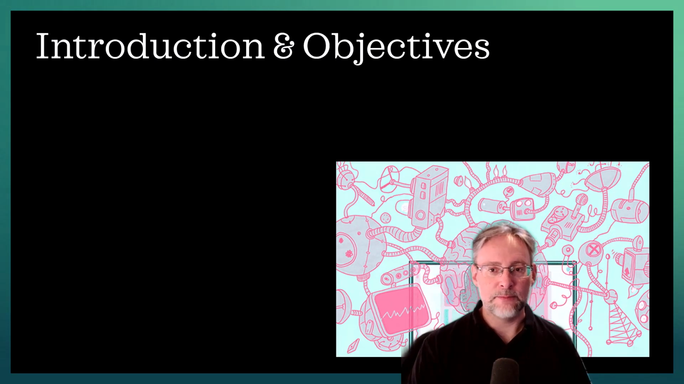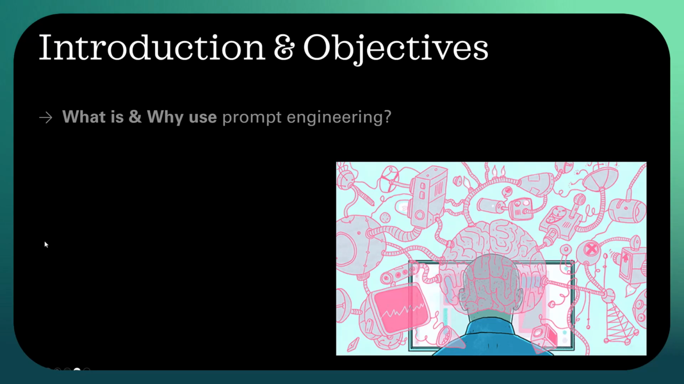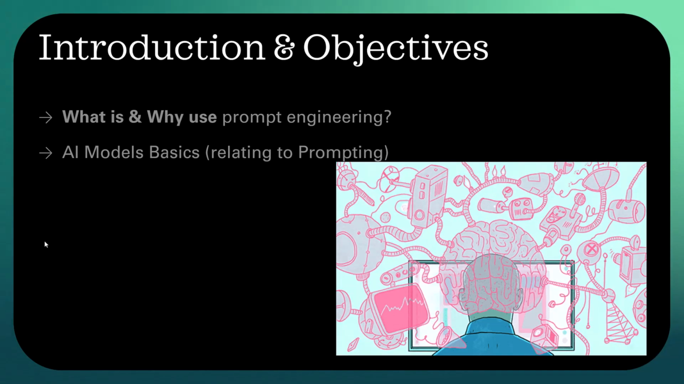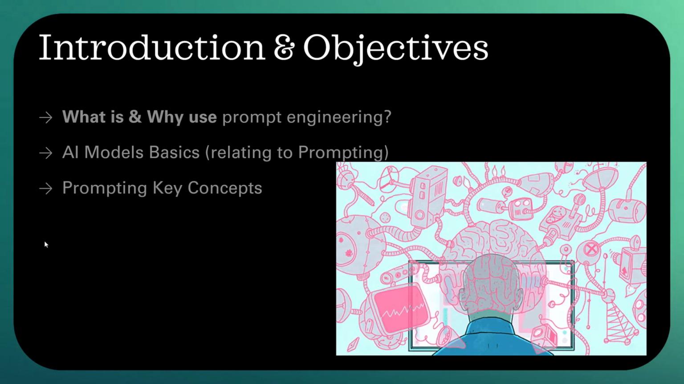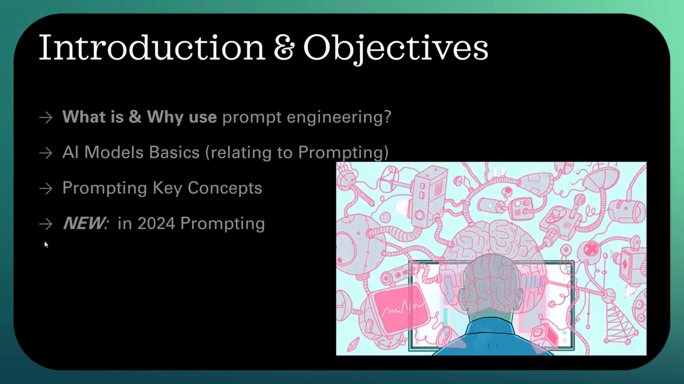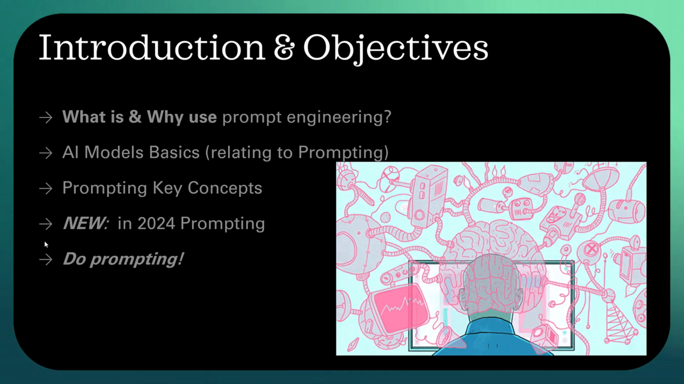So, introduction and objective. What is prompt engineering and why use it? Prompt engineering is a way of structuring your language to interface with large language models to get the best out of them. So that's answering both questions in one. But in order to understand how to structure a language, you do need to know a little bit about the AI model. So we'll talk about those. Then we'll talk about prompting key concepts and some new ways you can potentially use prompt engineering in 2024 that didn't exist over the last few years. And in the workshop, we're going to switch gears and do some prompting.